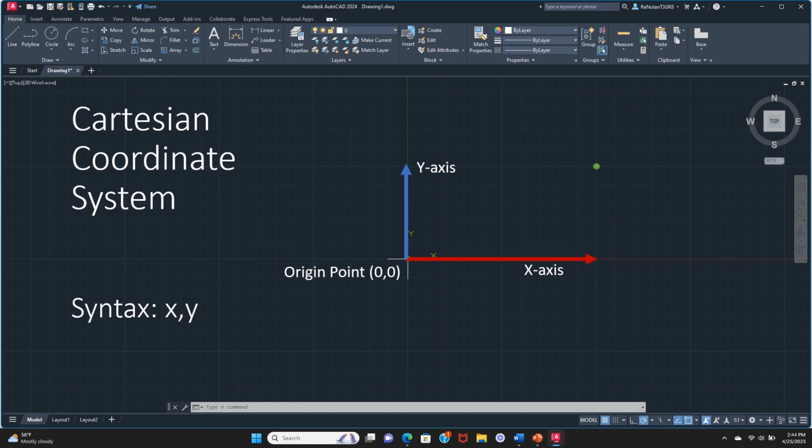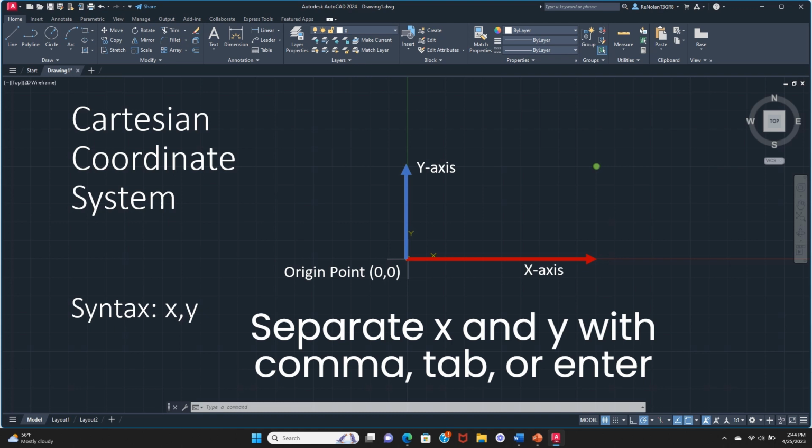The syntax we'll use for the coordinate system, meaning the way we'll type it into AutoCAD so that AutoCAD recognizes it, is we'll put in our value for x, comma, value for y.